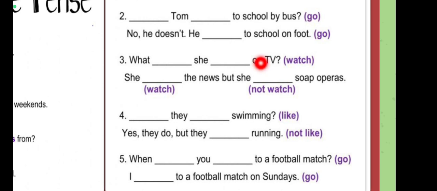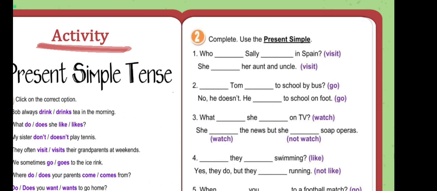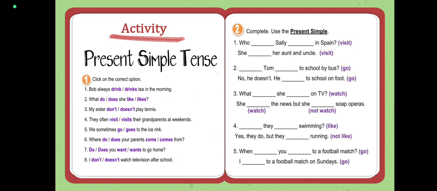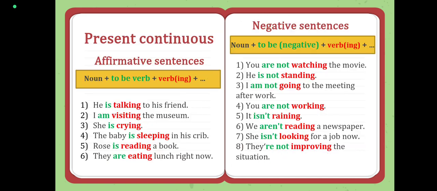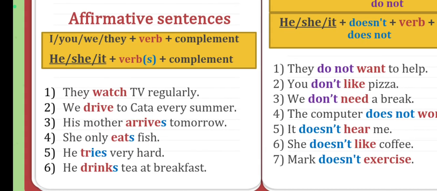It's good. Now, what about this one? She does watch the news, but she doesn't watch soap operas. Great job, it was amazing. She doesn't watch soap operas. Just be careful with this one. She does watch is not correct because for affirmative sentences we never use the auxiliary does. Here we have the example.